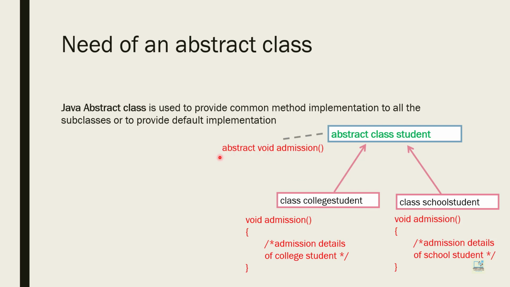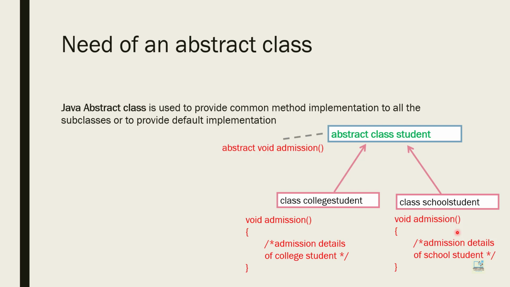We can have an abstract method like abstract void admission, and this method can be defined in both of the derived classes differently. Like the admission method in college student can be used for taking input of the details of a college student. Similarly, the same method can be used in the school student class to take input of the details of any school student.